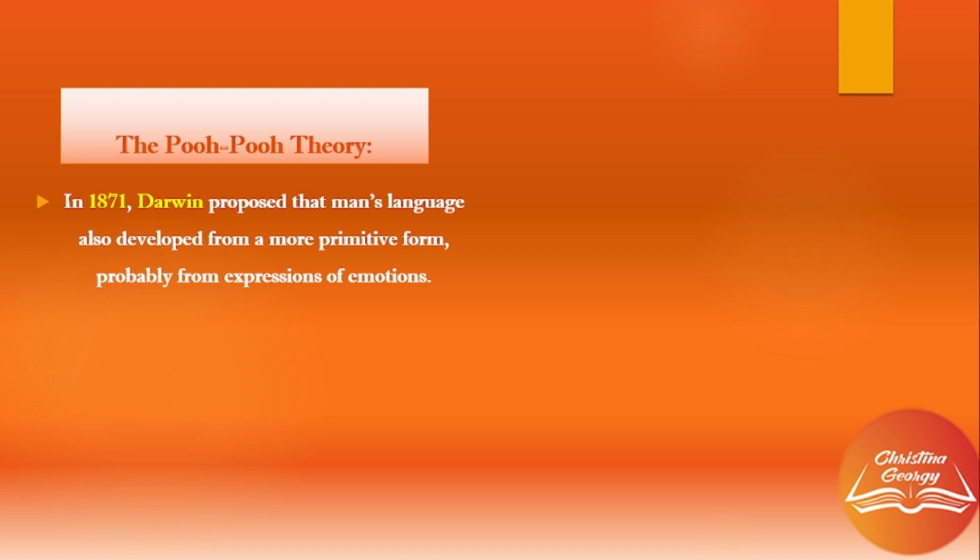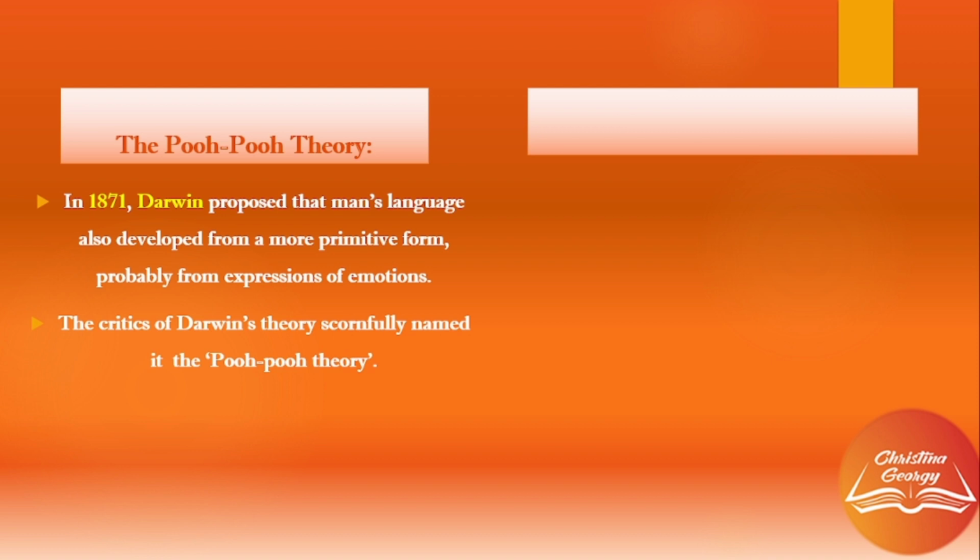Moving on to the Pupu theory. In the year 1871, Darwin proposed that, like man himself, his language also developed from a more primitive form, probably from expressions of emotions. According to this theory, language began with instinctive emotive cries such as "oh" for surprise and "ouch" for pain. The critics of Darwin's theory scornfully named it the Pupu theory.